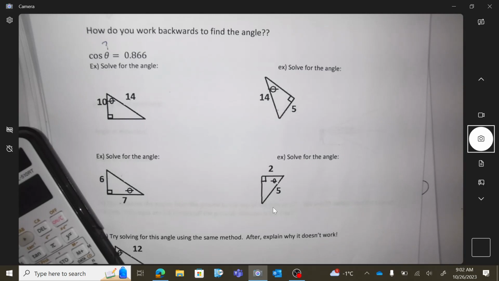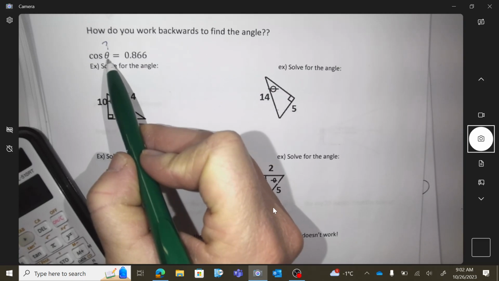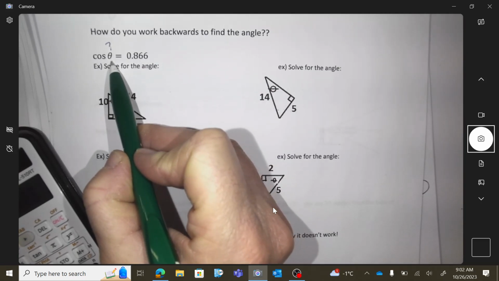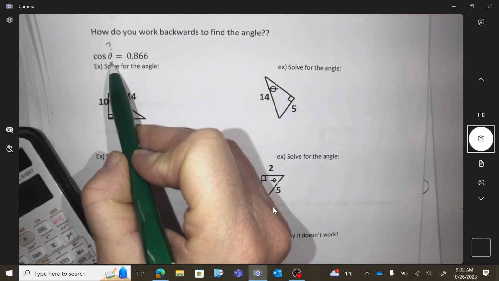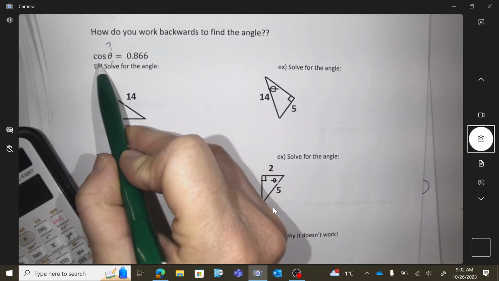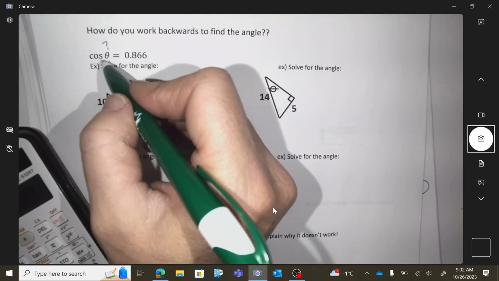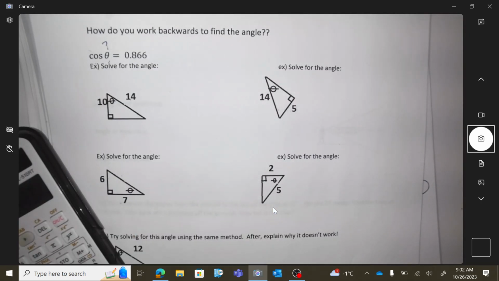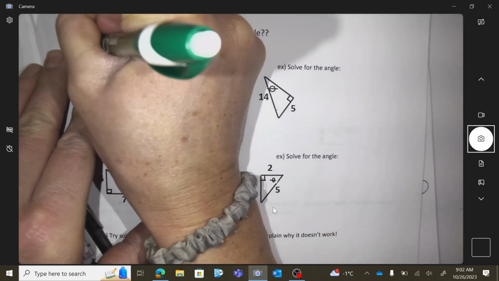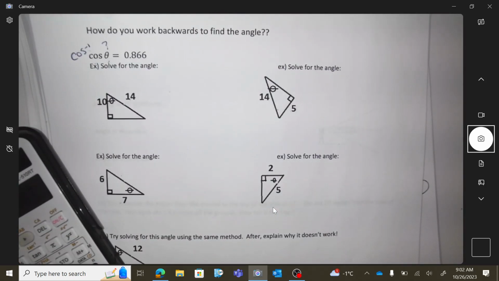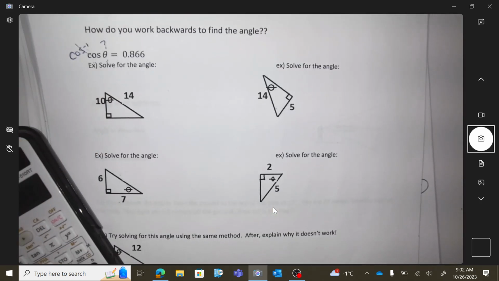Okay, so here's the method. If I'm trying to figure out the angle, how would I get the angle alone? What do I need to get rid of? What's beside it? Cos. So I need to get rid of cos. How am I going to get rid of cos? I'm going to do the cos inverse. It's just like in math when we do a square and then a square root to get rid of it. That's the opposite. So cos inverse and cos would cancel each other. That's the opposite process.